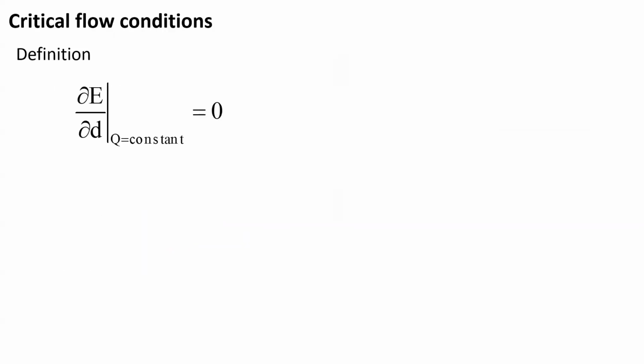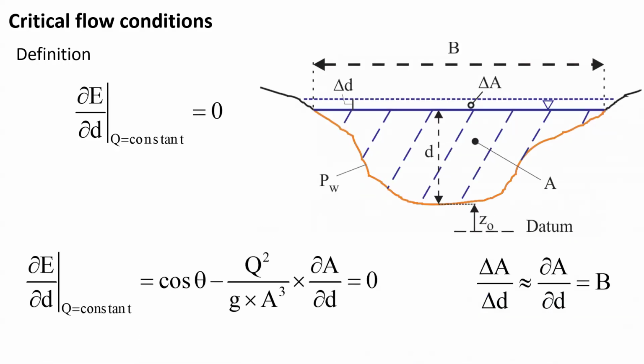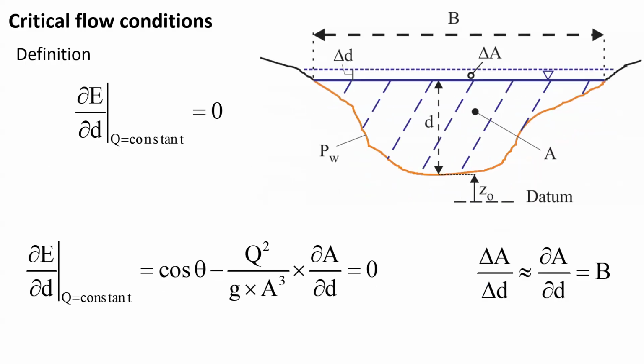So, by definition, critical flow conditions occur when the derivative of the specific energy with respect to the water depth, for a constant discharge, equals 0. That is, we obtain a relationship such as cos theta minus Q squared over g A cubed times the derivative of the cross-section area with the water depth equals 0.